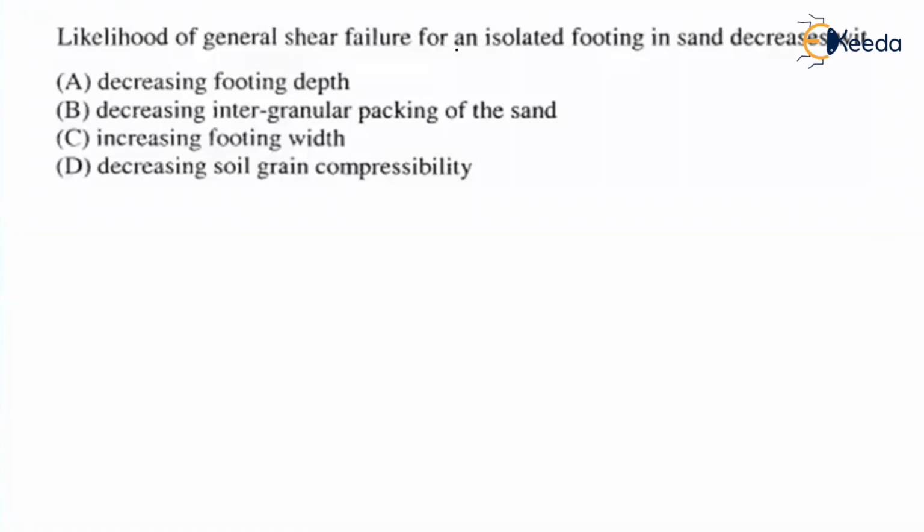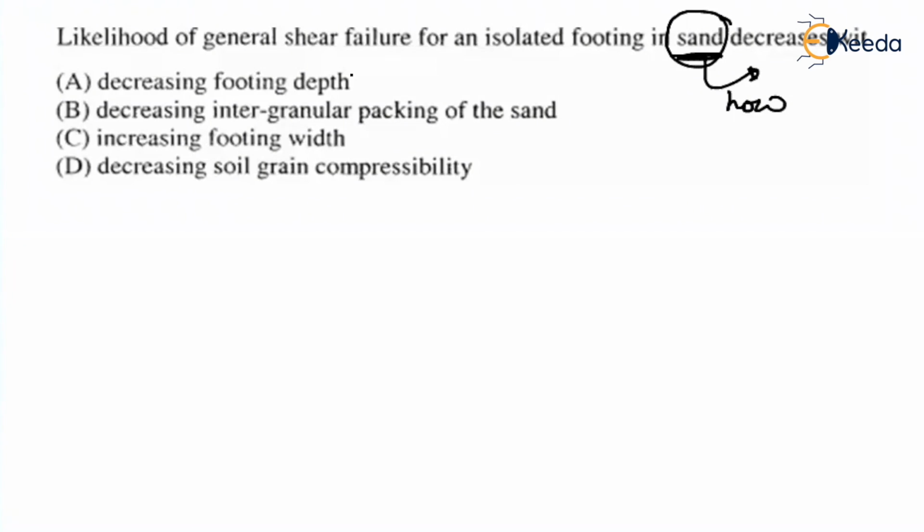Likelihood of general shear failure for an isolated footing in sand decreases with. So they have to decrease the general shear failure. That means how they are converting into that can be of any other type. So how does general shear failure for an isolated footing in sand decrease? Remember, for sand, how will it decrease?